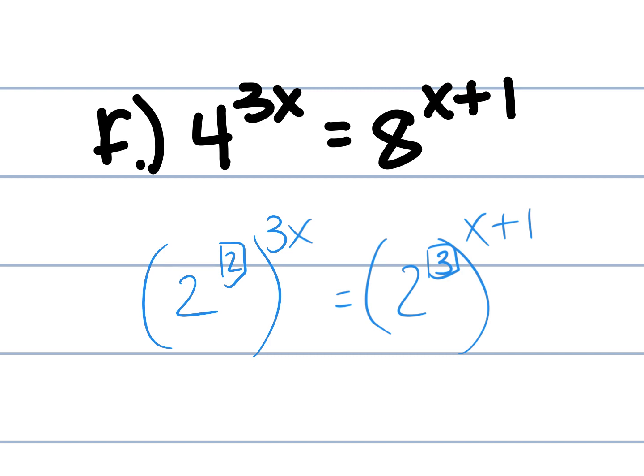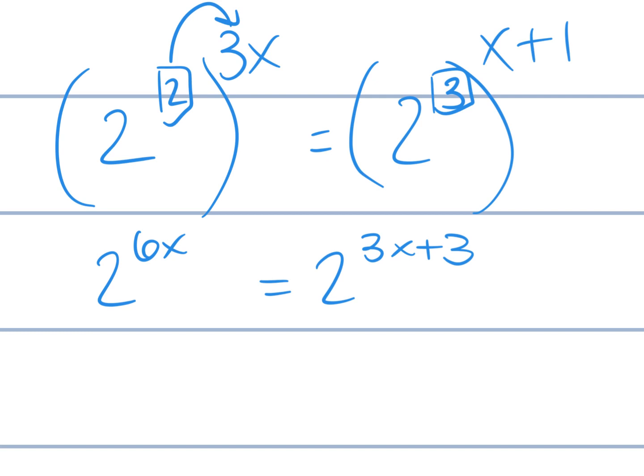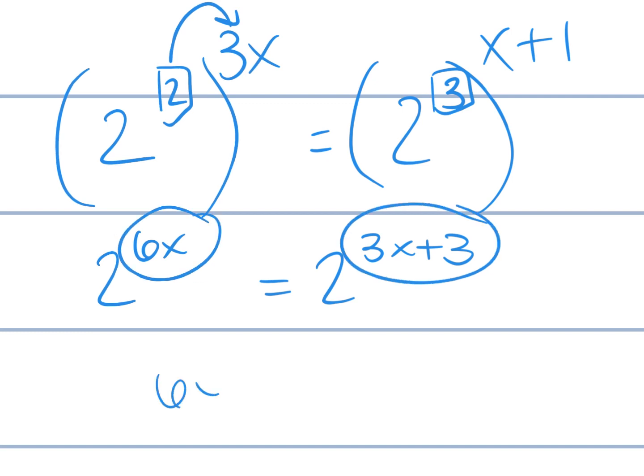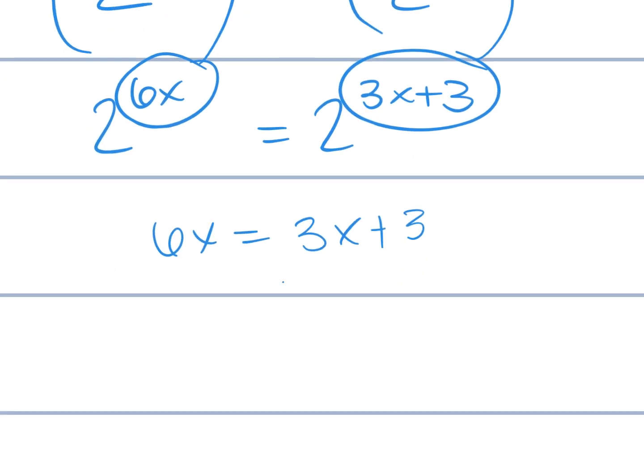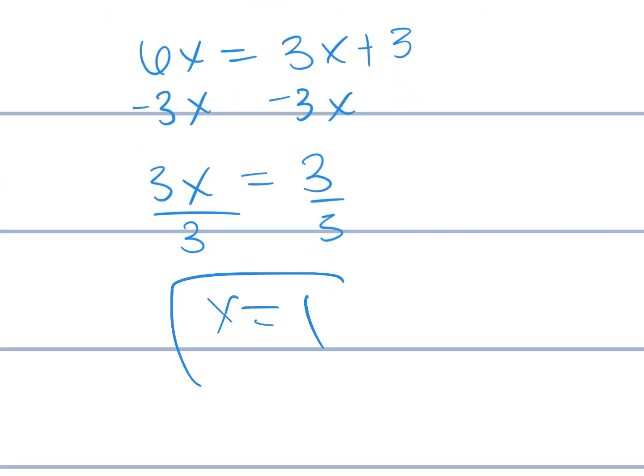What do we do with these numbers? You better distribute that. Multiply them. So it's going to be 2 to the 6x equals 2 to the 3x plus 3. Do my bases match? Guys, I have to save questions for the end, okay? Because I'm working through this problem. Set my exponents equal to each other. 6x equals 3x plus 3. Subtract 3x from both sides. You're going to get 3x equals 3. Divide by 3. Divide by 3. X equals 1.